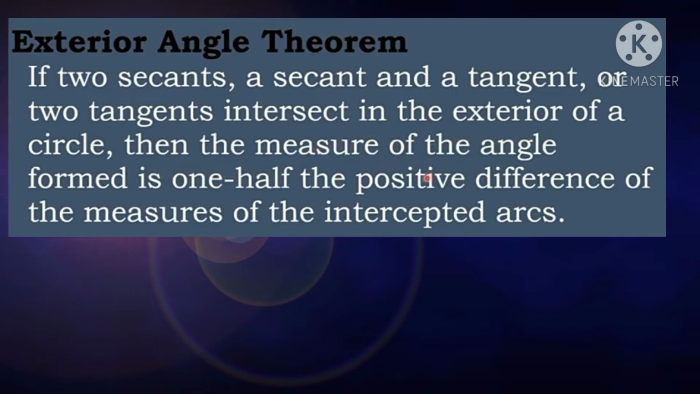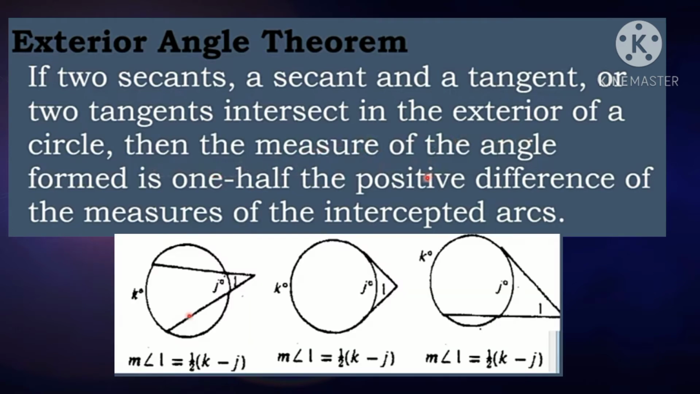So let's now go to the exterior angle theorem. If two secants, a secant and a tangent, or two tangents intersect in the exterior of a circle, then the measure of the angle formed is 1/2 the positive difference of the measures of the intercepted arcs.